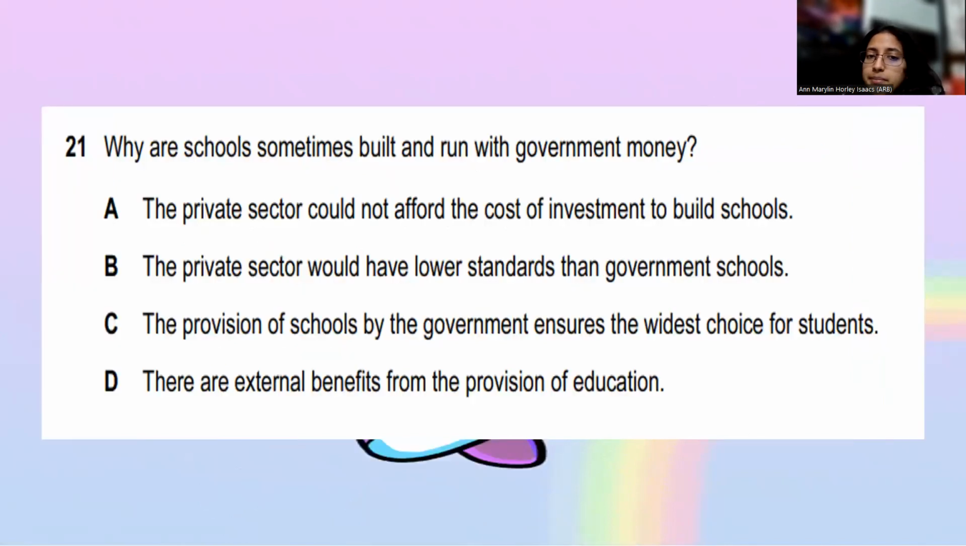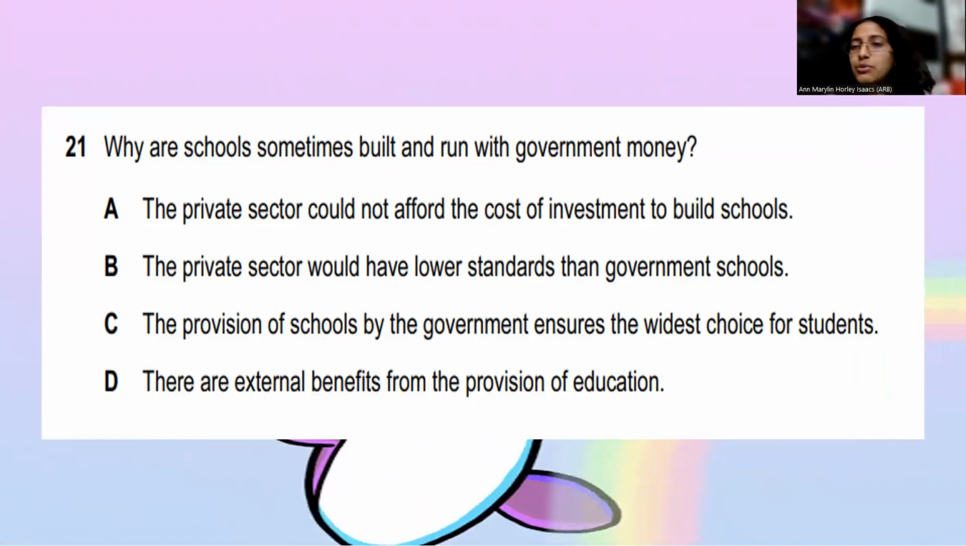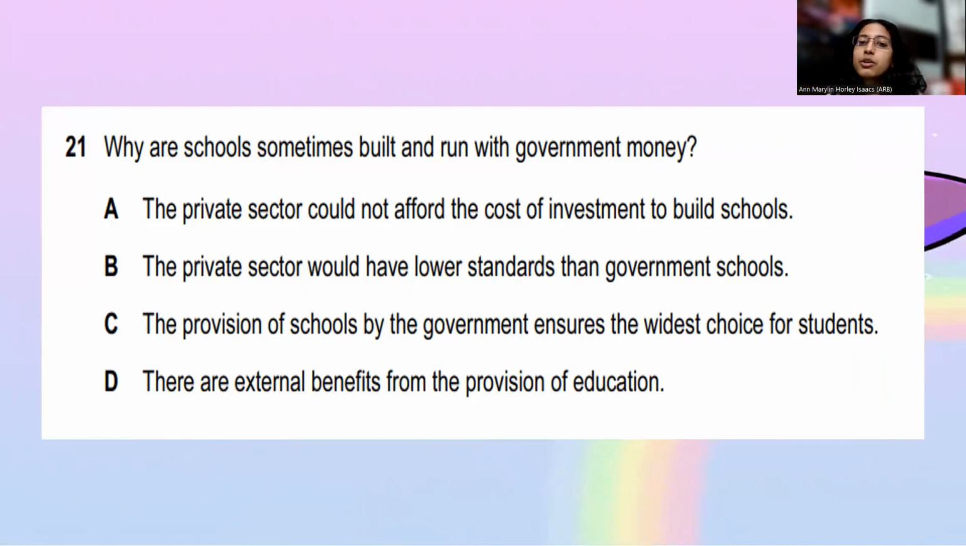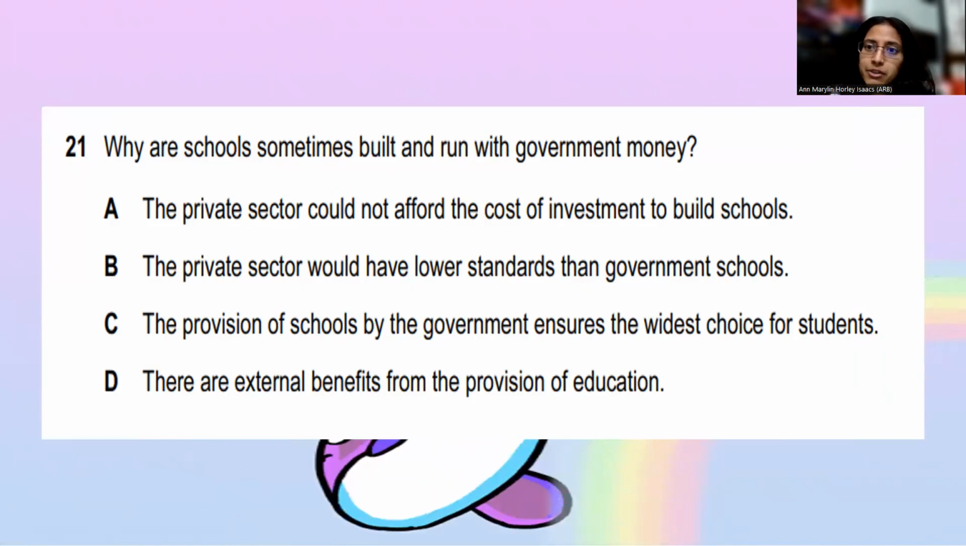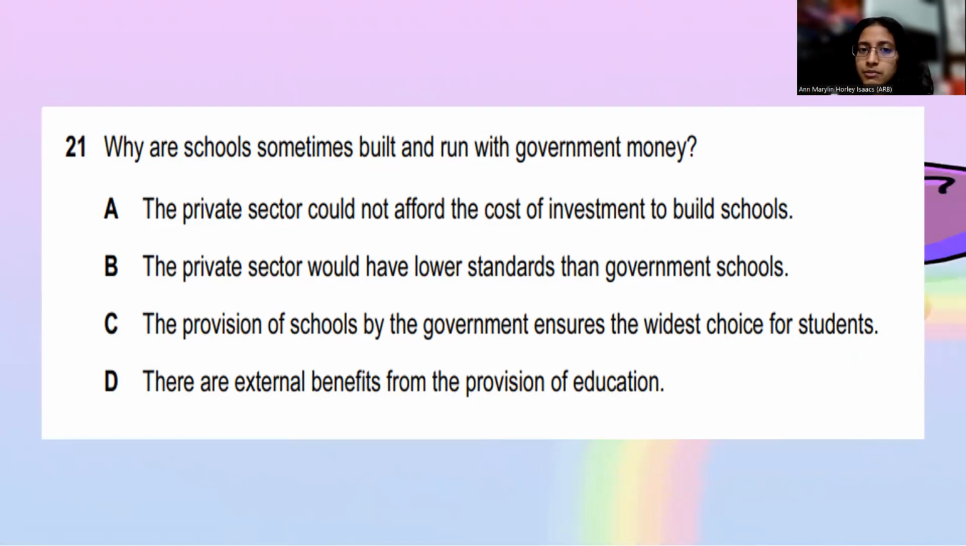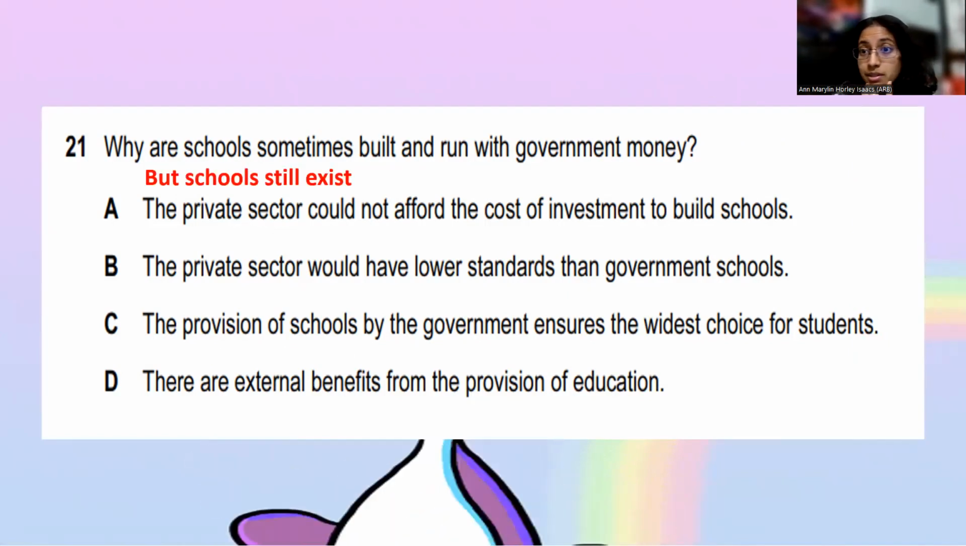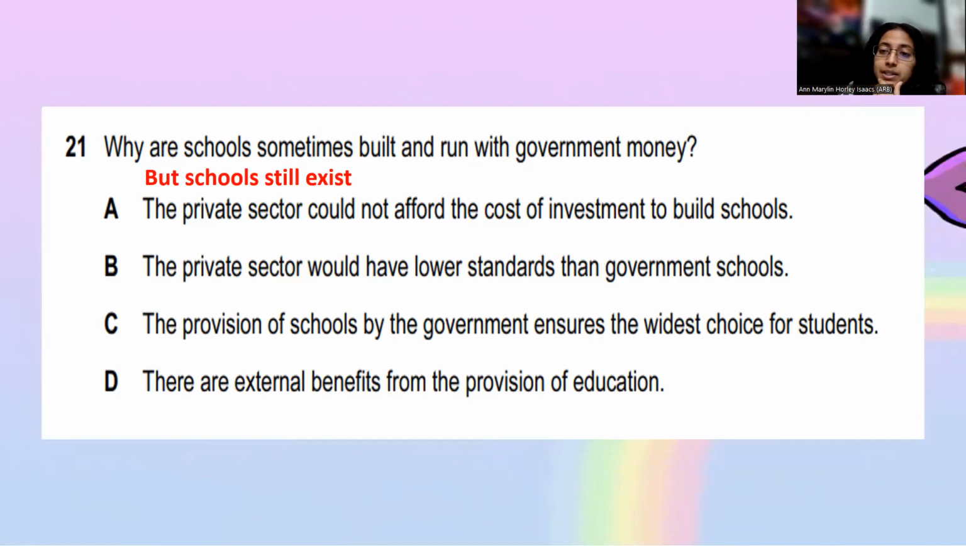Why are schools sometimes built and run with government money? So they're asking, why are there government schools, basically. Private schools don't run with government money. The private sector could not afford the cost of investment to build the schools. This one is where, okay, but it doesn't justify why we have government schools. In fact, sometimes that is the whole reason why you have government schools. But it's still not the preceding factor. Okay.